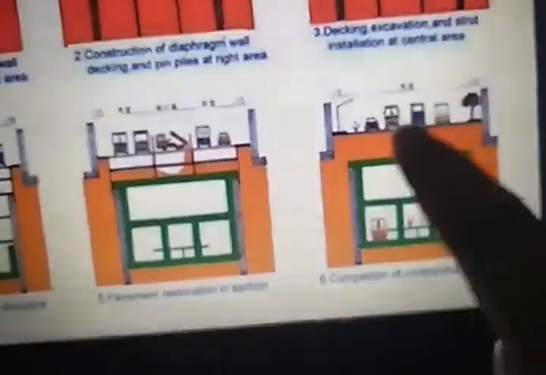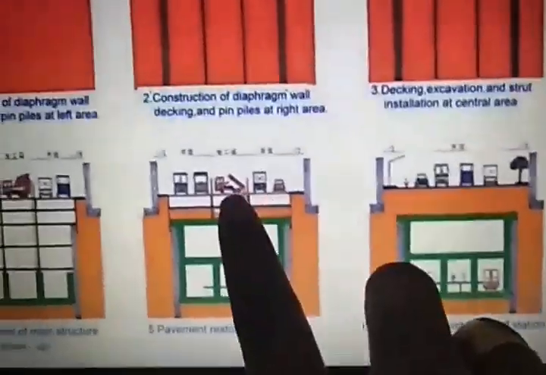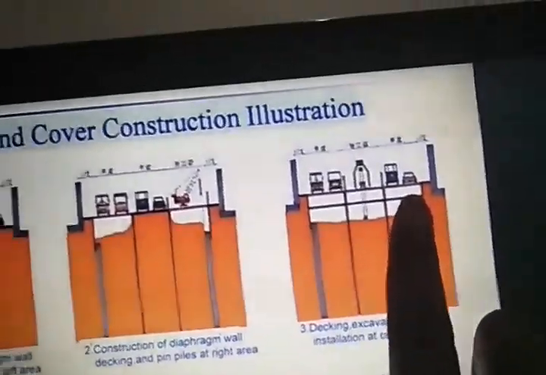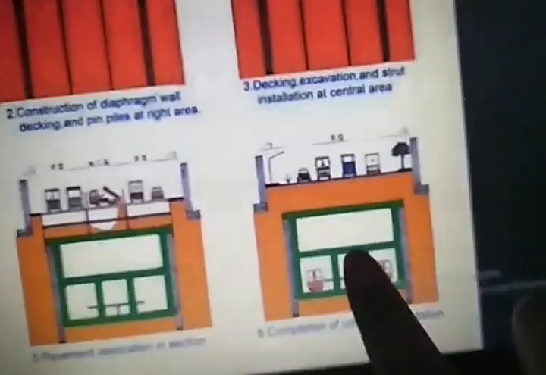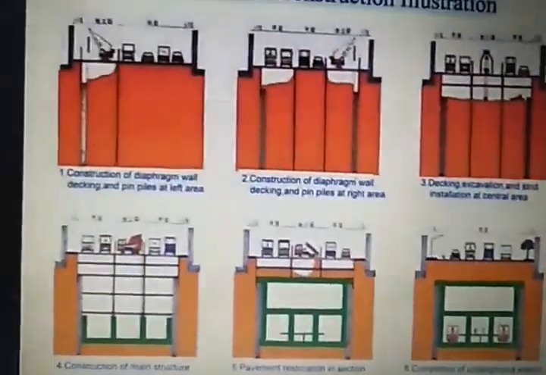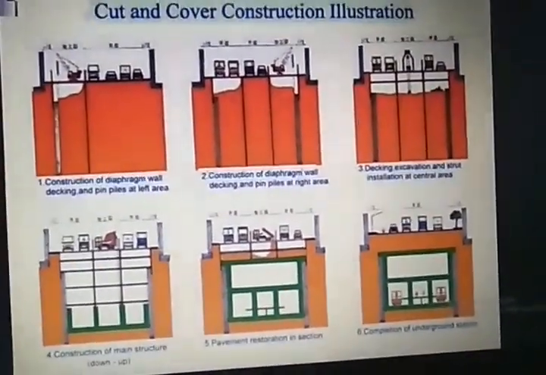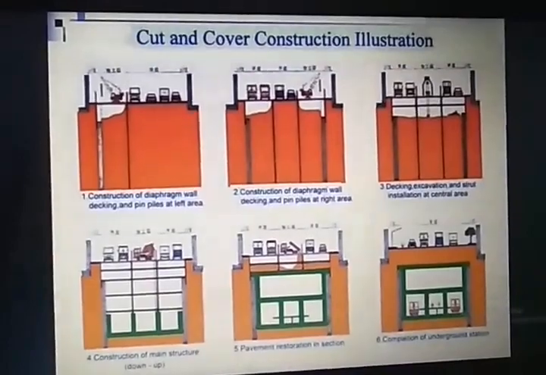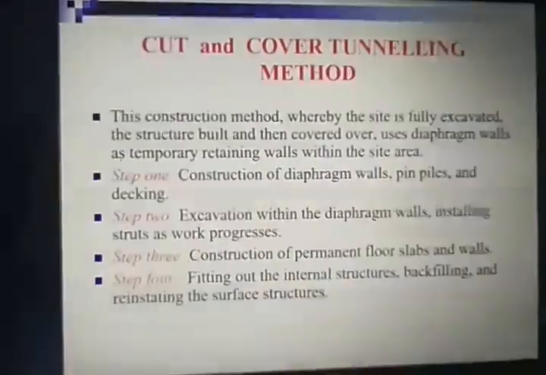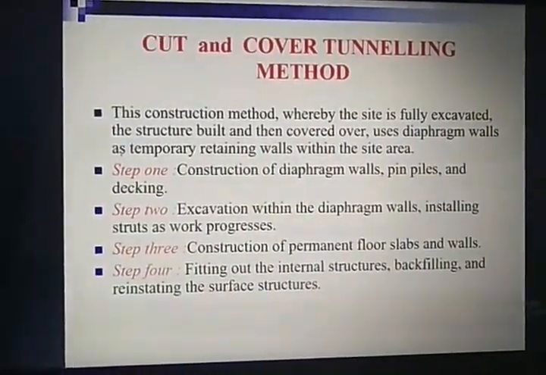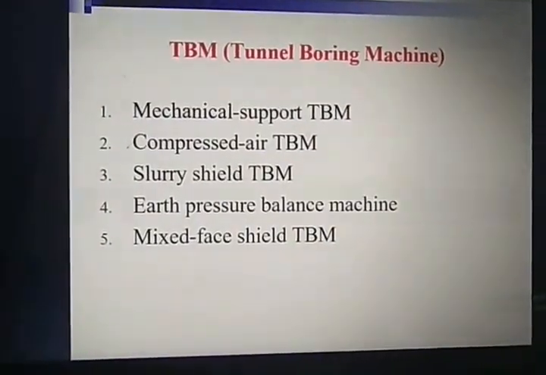The upper traffic is to be continued. Again, the traffic is not disturbed here. In each and every stage, see here, the traffic is not disturbed. So see here, the traffic is to be the same. Traffic is to be continued, and the below excavation is to be done. So it is the cut and cover construction illustration. Okay, there are 4 stages. Then there is the diagrammatic representation, and after that, this is the third.